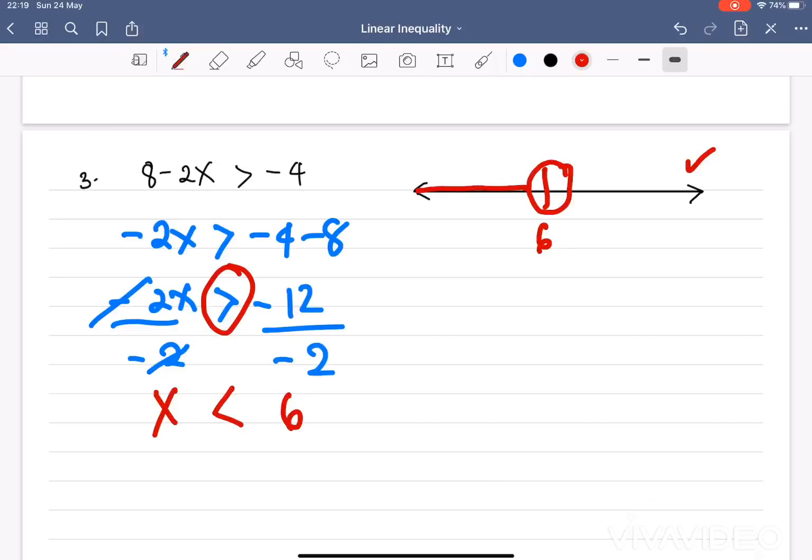And to write that in interval notation, we will start from the left, so this is left, and that is right. So we will have negative infinity, and we will stop at positive 6. Okay, so that's number 3.